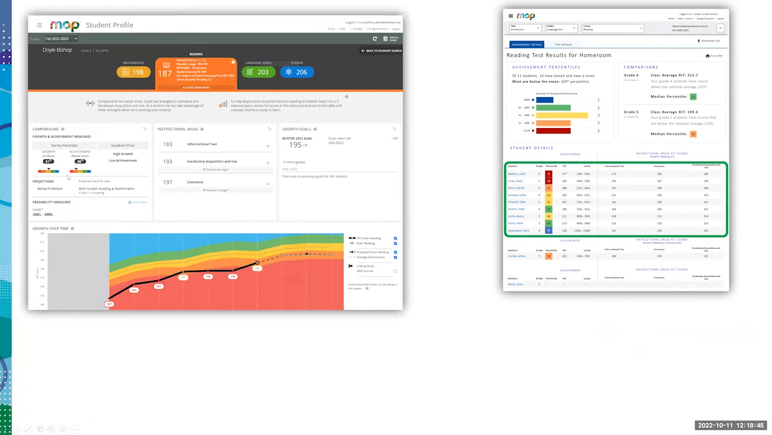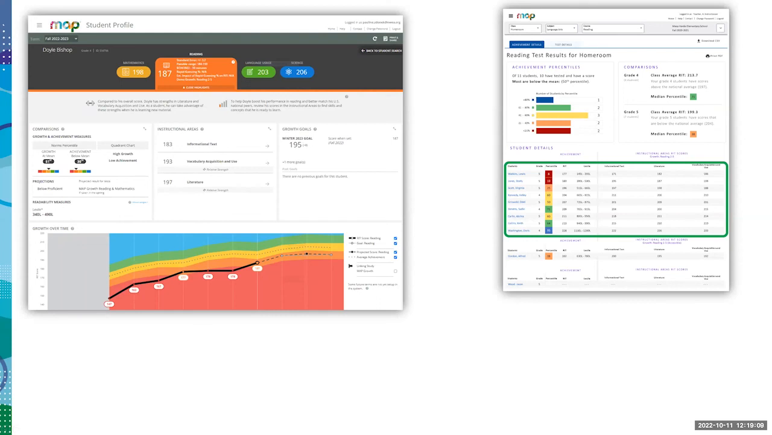It shows their growth and achievement, their projections. Here it'll be like projection on the M-STEP, where their Lexile is, their growth over time. It'll dig into those different instructional areas. So if you are supporting a student and you want to dig in a little bit more, like, okay, Doyle here, he's not connecting with that informational text. I wonder where some areas are that I can support him.